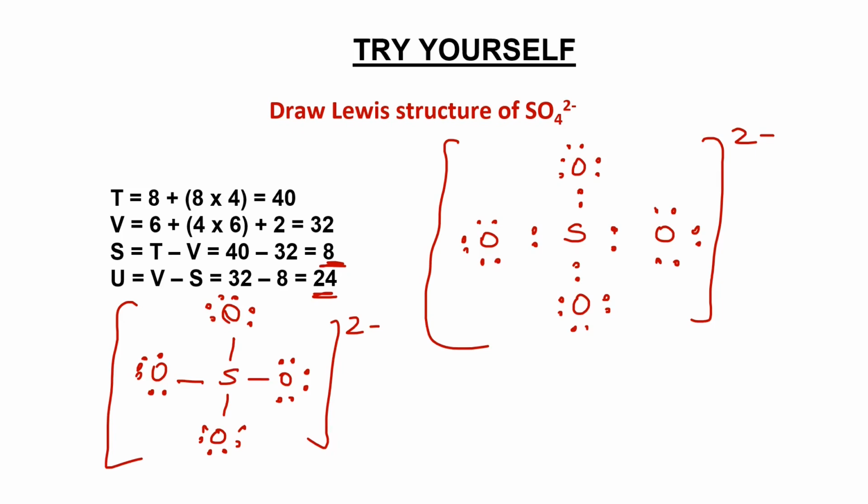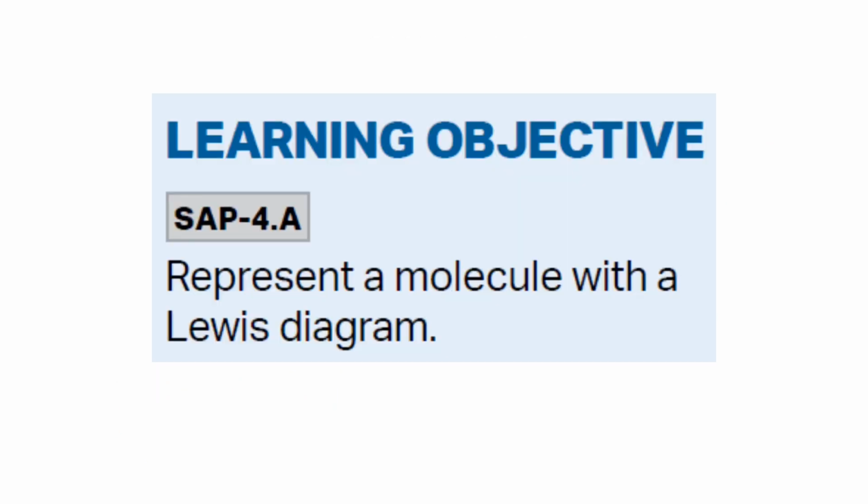We just need to follow the rules while drawing the Lewis structure for the various molecules or ions. So the learning objective of the topic was to represent a molecule with a Lewis diagram. So we have seen how to draw the Lewis diagrams for various molecules including ions, and what rules we need to follow to make it easier.